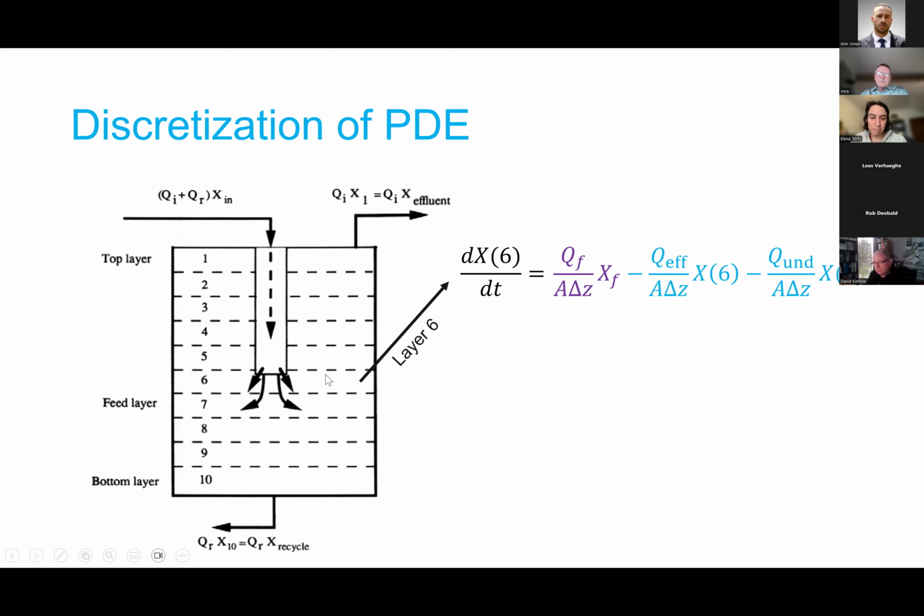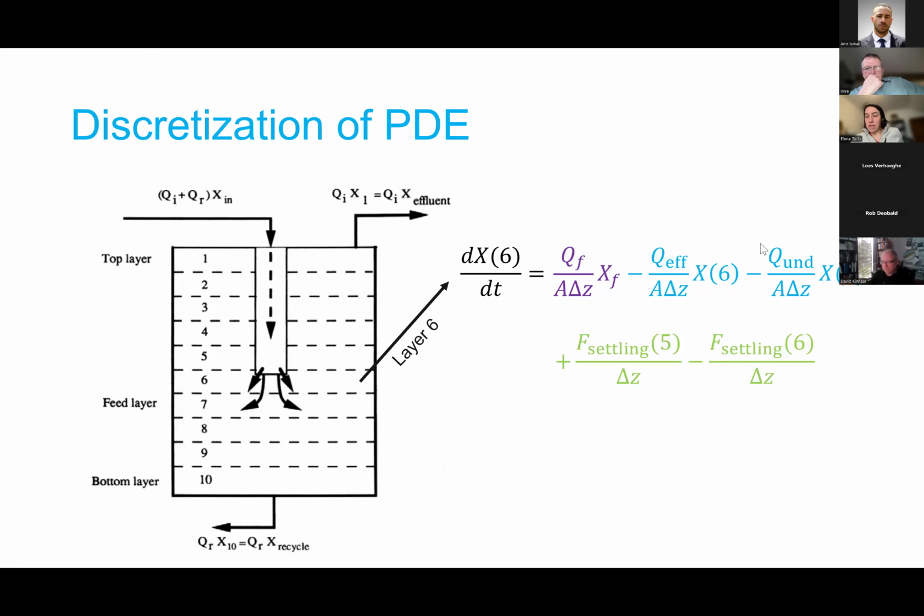In our feed layer, we have water flowing up convectively towards the effluent. So solids are going out of this layer, moving towards the effluent. We also have solids going out of this layer, moving towards the bottom, dependent on the underflow flow rates. So this is this term.